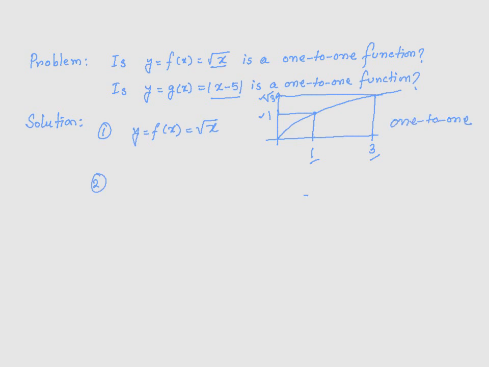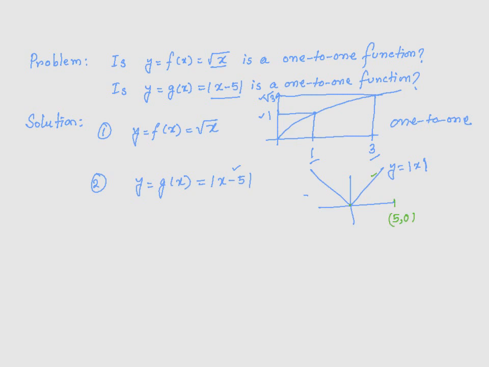However, the second one is y is equal to g of x, which is absolute value of x minus 5. Now let me just sketch the absolute value of x function, by the way. Just absolute value of x. This is y is equal to absolute value of x. It's a v-shaped function. Now what does absolute value of x minus 5 do? It takes this original function and shifts it 5 units to the right.